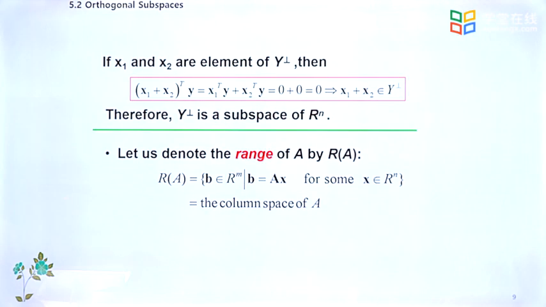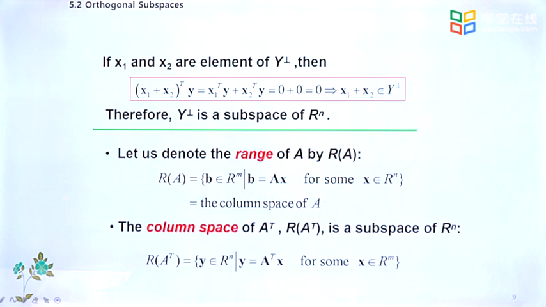Now, let us denote the range of A by R(A). So the range of A equals all the vectors b in Rm, where b equals A times x for some x in Rn, which is also the column space of A. And the column space of A transpose, R(A transpose), is a subspace of Rn.